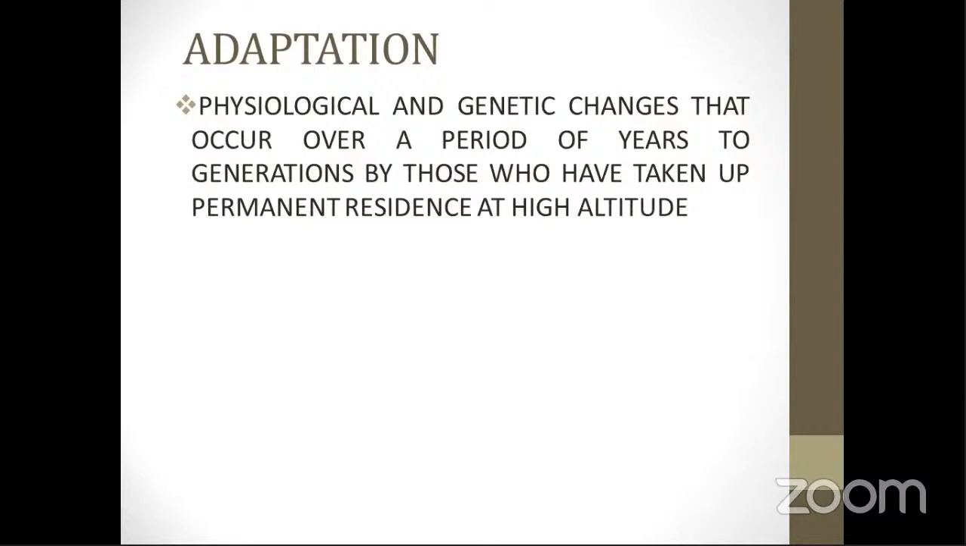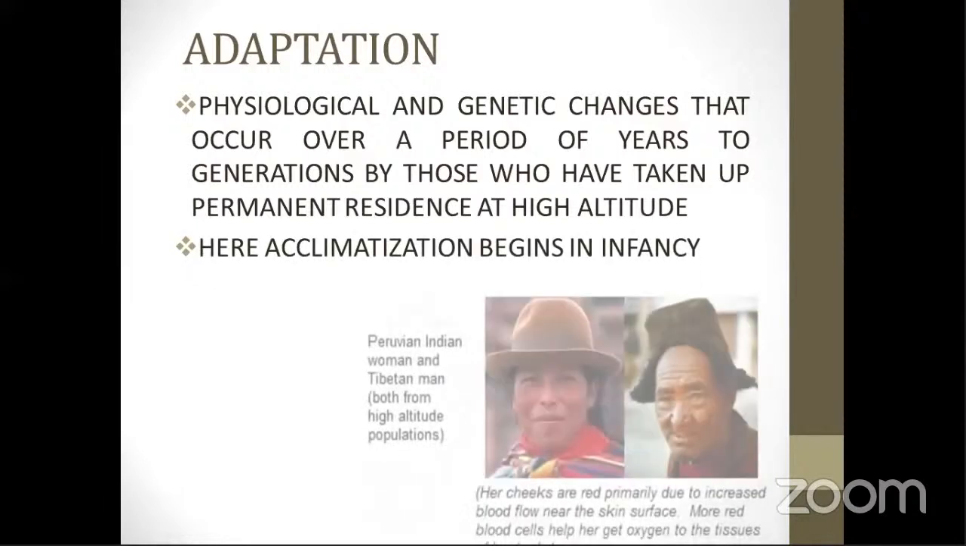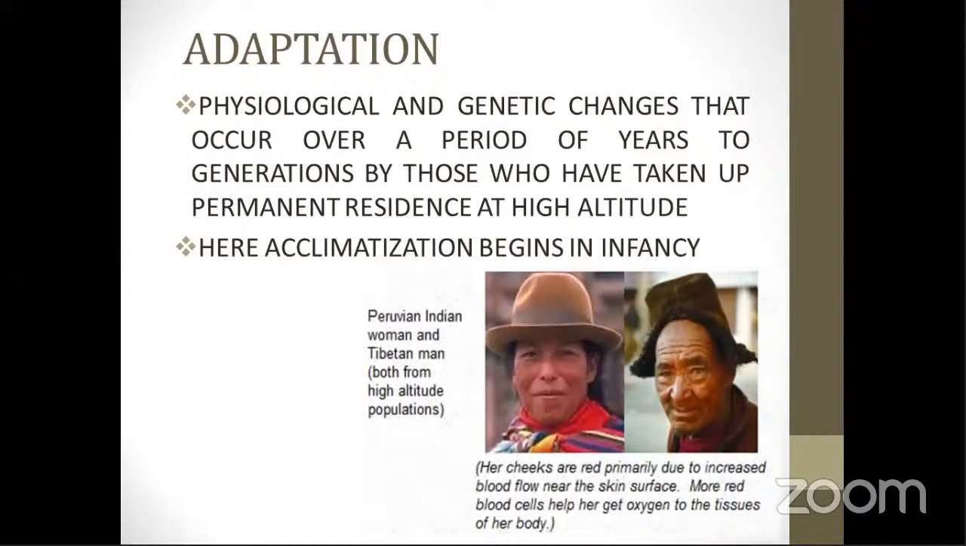So persons who are permanently residing at high altitude, physiological and genetic changes will occur over a period of years to generations. So ഓരോ ജനറേഷനിലേക്കും പാസ് ചെയ്ത് വരുന്ന ചേഞ്ചസ് ആണ് genetic changes ഉം physiological changes ഉം. That is called adaptation. So when you are asked to write about acclimatization, you have to mention adaptation also. Okay, and here acclimatization begins in infancy. And in this diagram you can see the Peruvian and Tibetan persons. You can see their cheeks are reddish because of the increased blood flow on the skin. Okay, and this is how they appear.